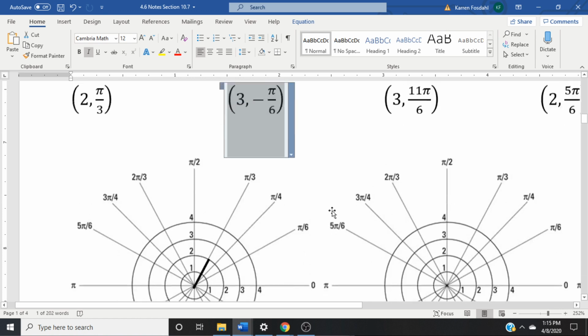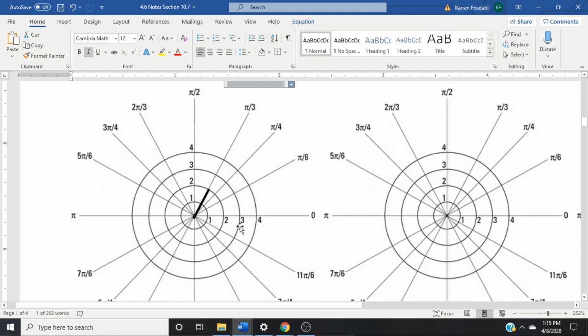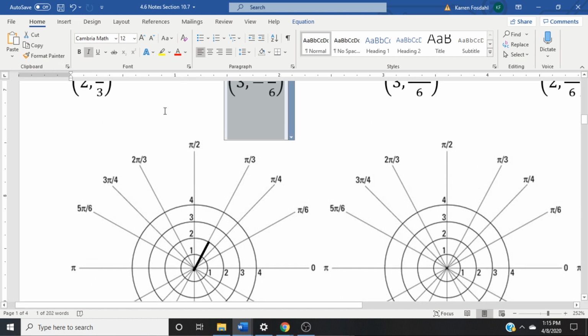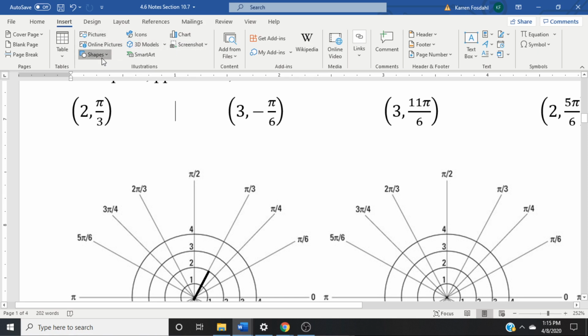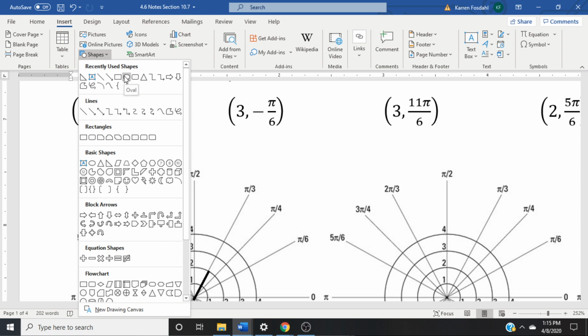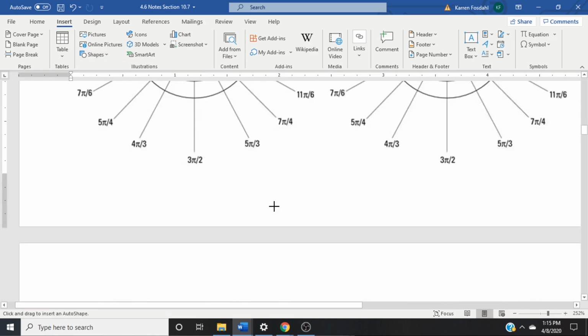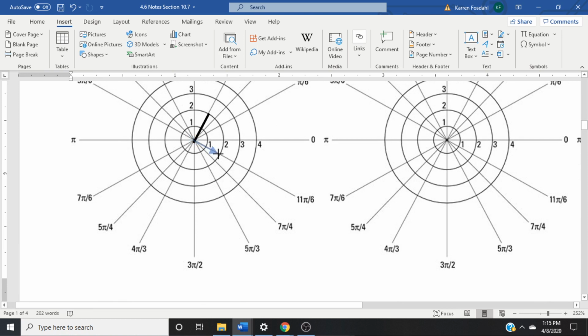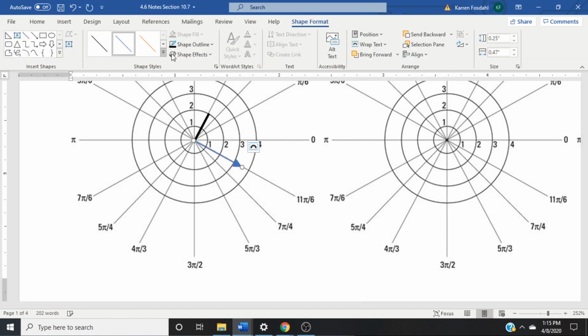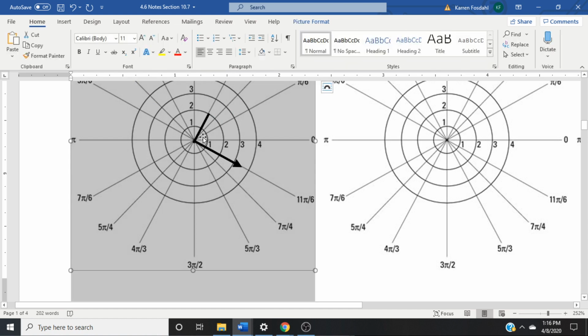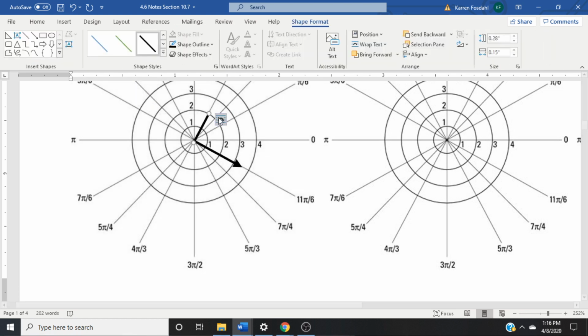So what about 3, negative pi over 6? So 3 distance, negative pi over 6 would be right here. So if we were to insert a shape, let's make it an arrow. So it's pi over 6 negative, and it's 3. I'll remove this for a second. So this is negative pi over 6, and it's exactly 3 distance away.